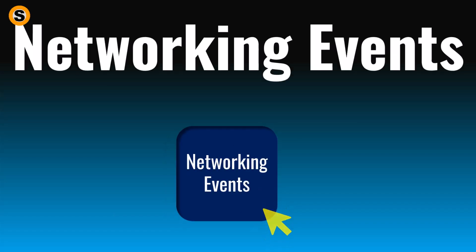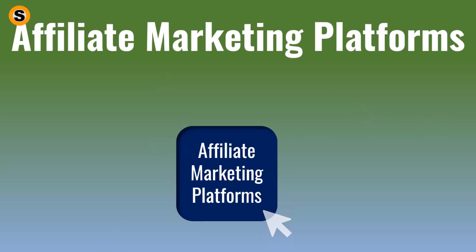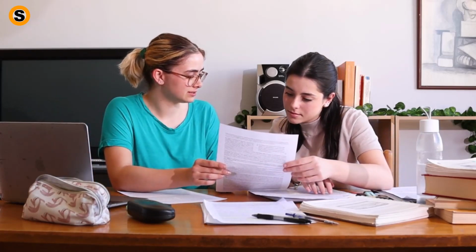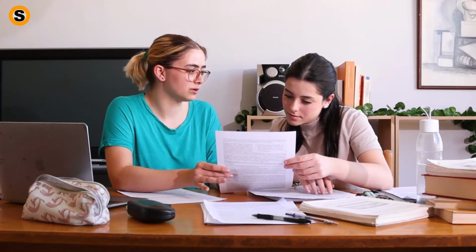Number 3. Networking events. Attend networking events and conferences related to your industry to meet potential affiliates in person. Be prepared to explain your program and offer incentives for affiliates to join. Number 4. Affiliate marketing platforms. Use the affiliate marketing platform you selected to find and recruit affiliates. Many platforms have built-in tools for finding and contacting potential affiliates. When recruiting affiliates, be clear about your commission structure and the benefits of joining your program. Provide potential affiliates with high-quality promotional materials and be responsive to any questions or concerns they may have.